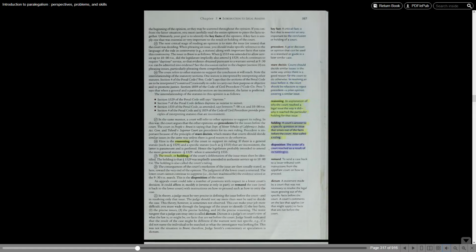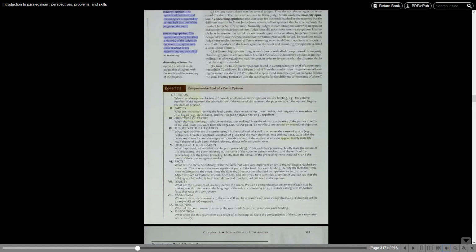Holding, a court's answer to a specific question or issue that arises out of the facts before the court. Also called a ruling. Disposition, the order of a court reached as a result of its holding. Remand, to send a case back to a lower tribunal with instructions from the appellate court on how to proceed. Dictum, a statement made by a court that was not necessary to resolve the legal issues growing out of the specific facts before the court. A court's comments on the law that applies or that might apply to facts that are not before the court.